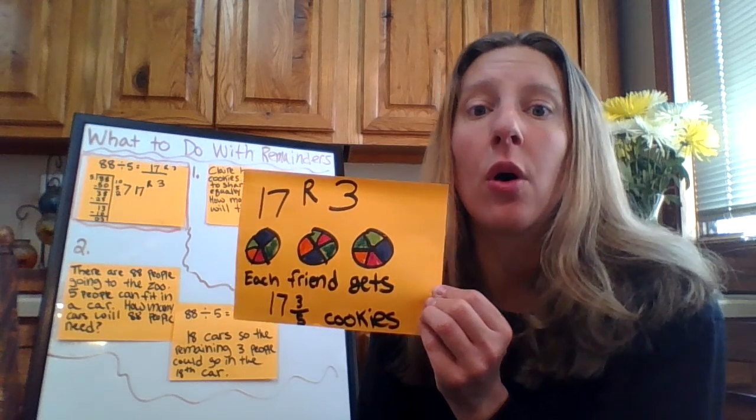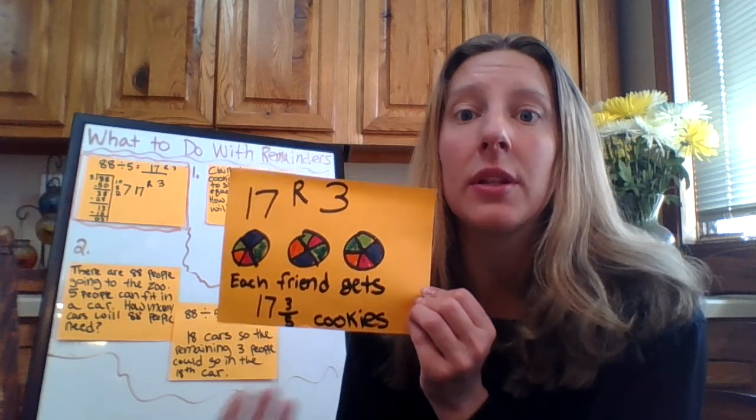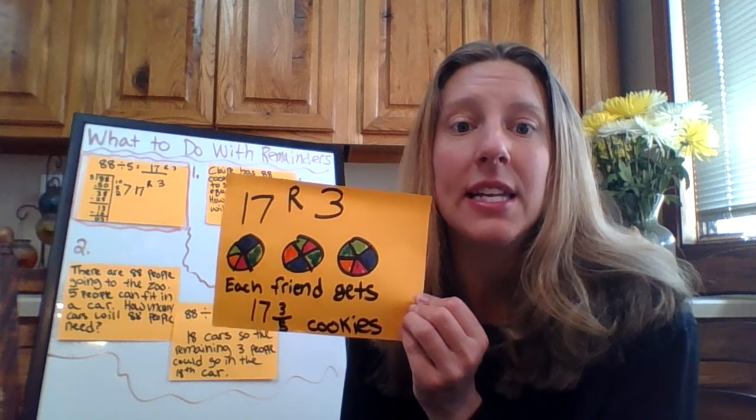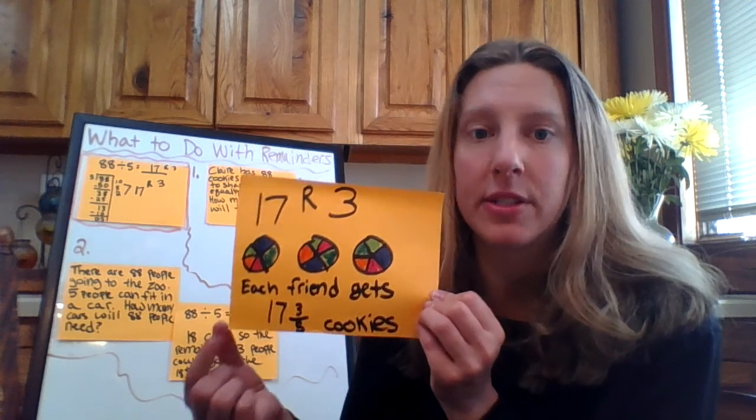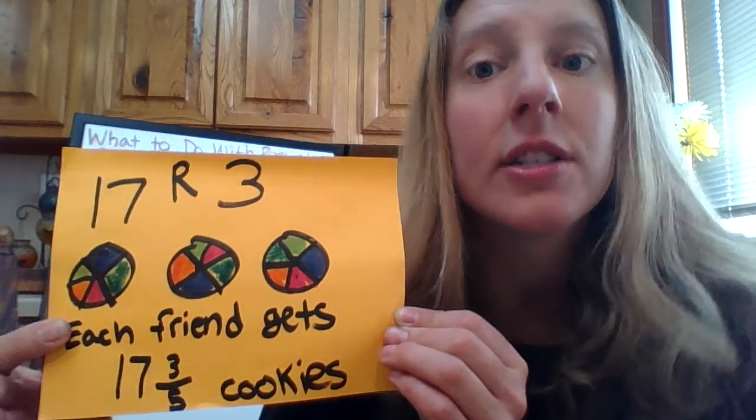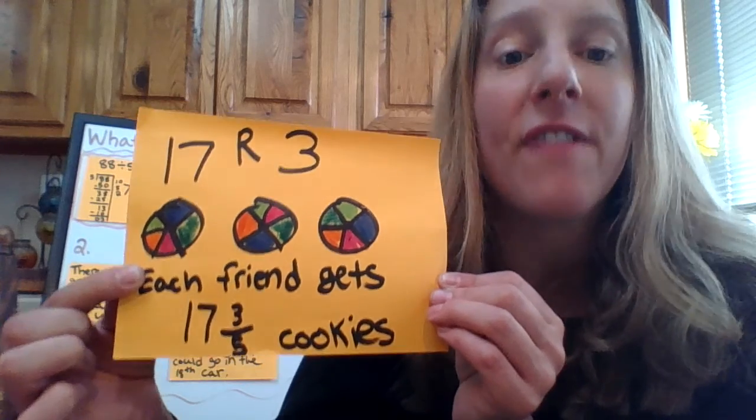So if I do that with all the colors, I can see that each of the 5 friends can equally share the 3 remaining cookies because each friend will get 3/5. So I know it's a little hard to see on my Post-it, but our answer to the story problem would be 17 3/5.